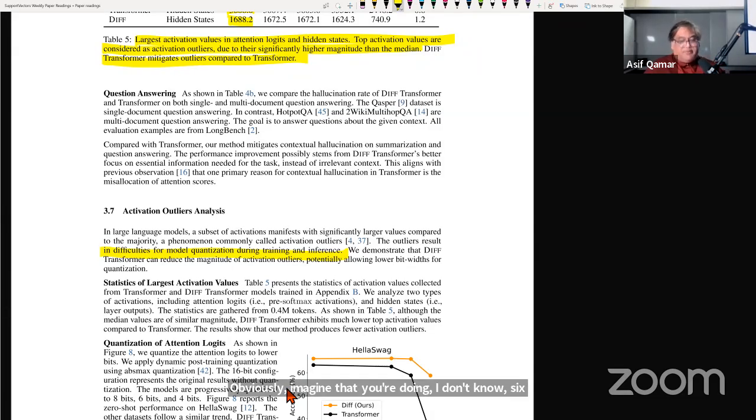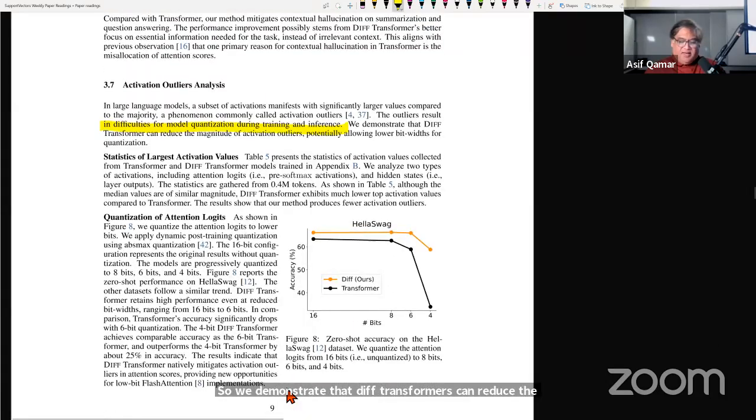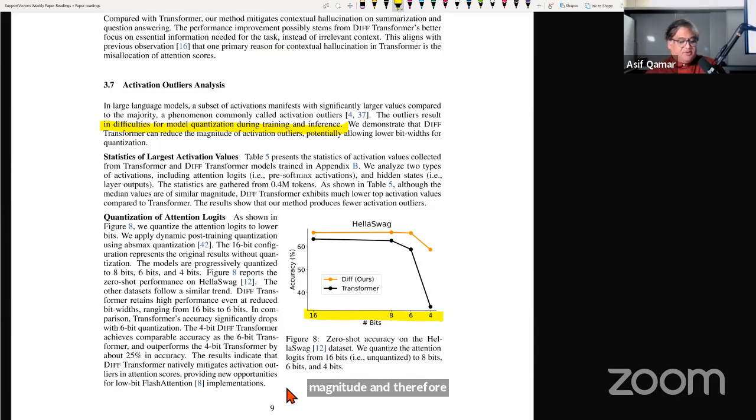And we often do, even if you do equal quantization or norm quantization, in any one of these situations, you have to look at the range of numbers before you quantize. And the smaller the range of numbers, the more efficiently you can use your bits. Okay? So we demonstrate that diff transformers can reduce the magnitude, and as you can see, the accuracy manifests itself. As you know, with transformers, the more you quantize, the worse the accuracy.